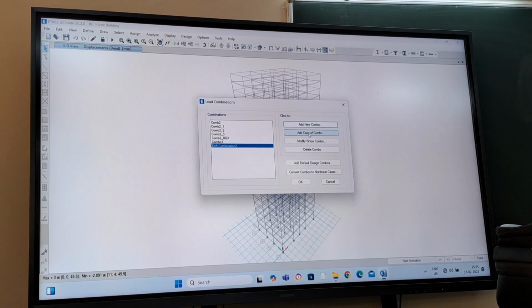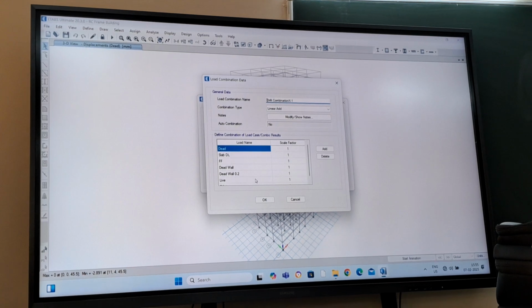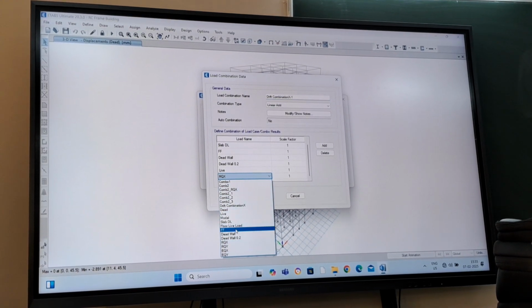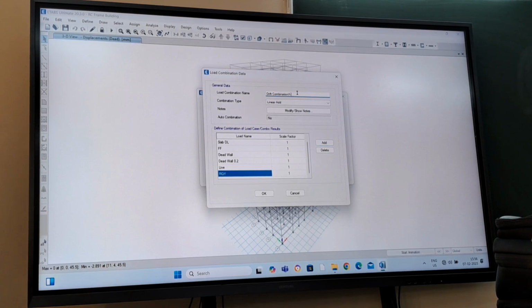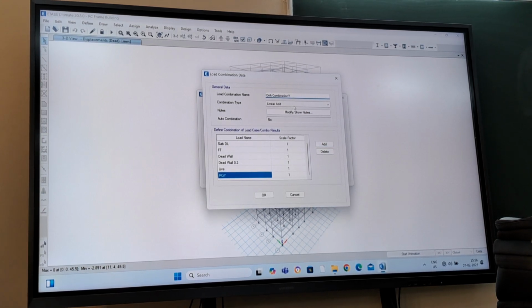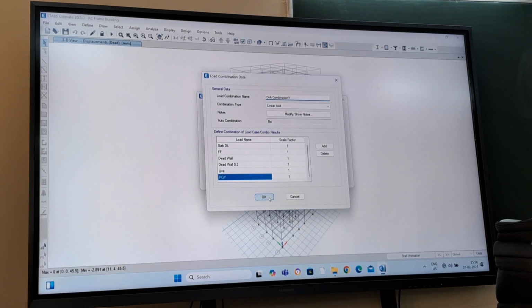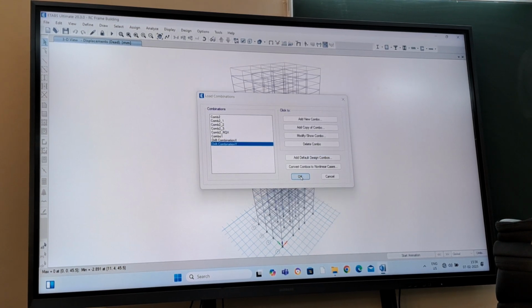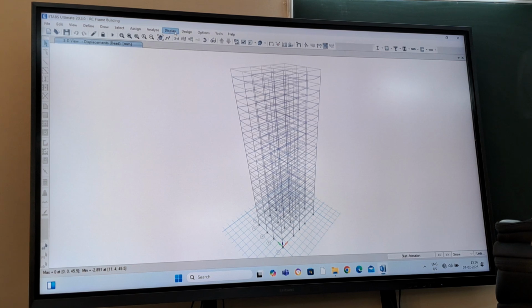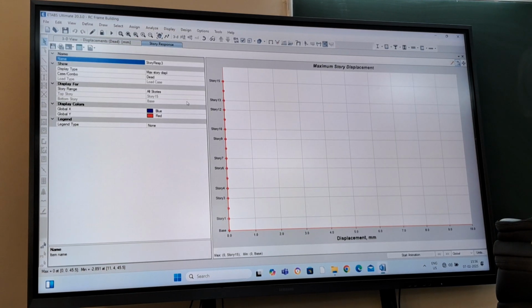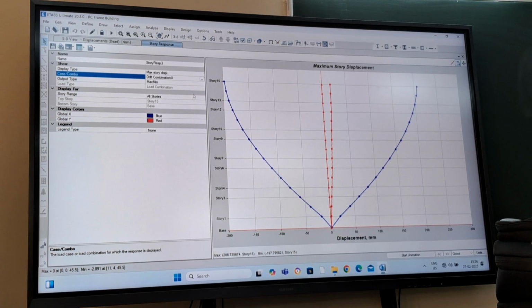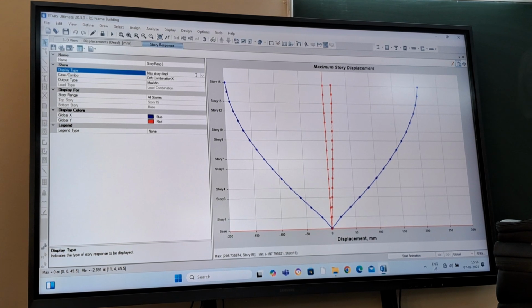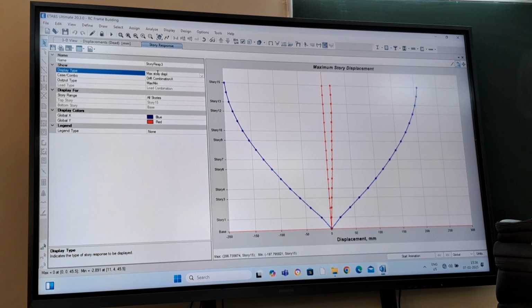Similarly, you just copy this for the other direction. The GUI and the rest of the things will be the same. Now you can go back and check the result. See, now I am checking the displacement as I was showing in that diagram.